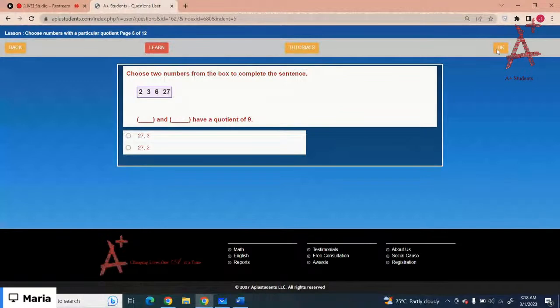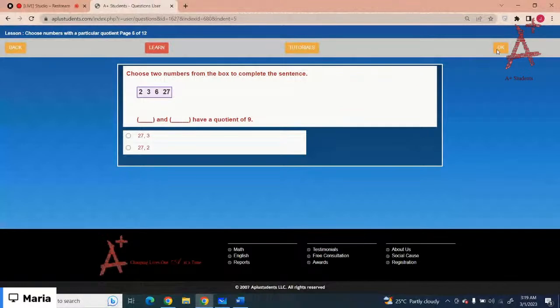Okay, choose two numbers from the box to complete the sentence. Dash and dash have a quotient of 9. So just look at the options. Which two numbers have the quotient 9? 27 divided by 3, that is 27 and 3. 3 times what number is 27?